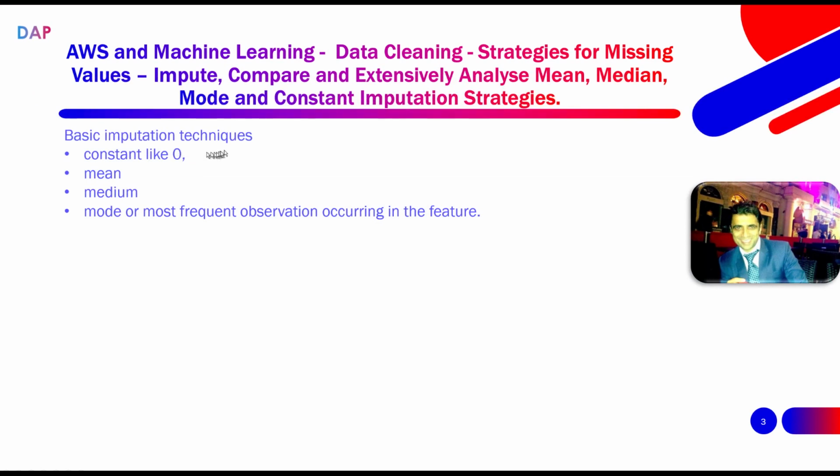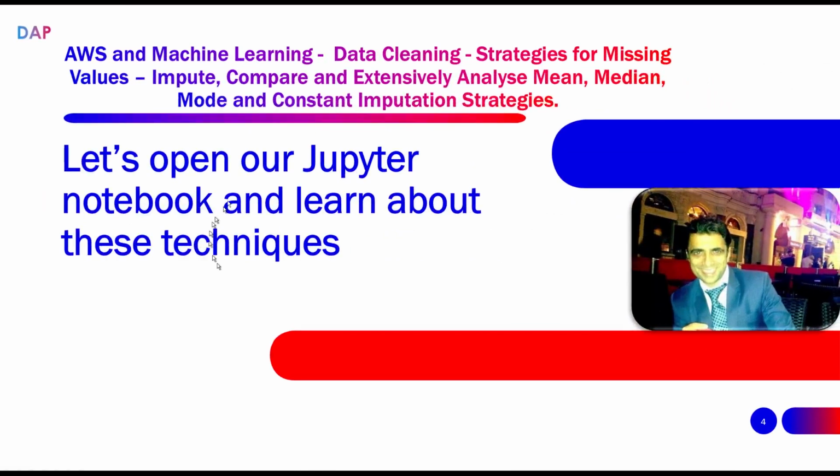Now, basic imputation techniques are constant, like imputing zero, mean, median, mode. Mode also means the most frequent observation occurring in the feature. So we'll keep this lecture concentrated on these ones, and the more advanced ones will be in coming lectures. So let's open our Jupyter notebook and learn about these techniques.